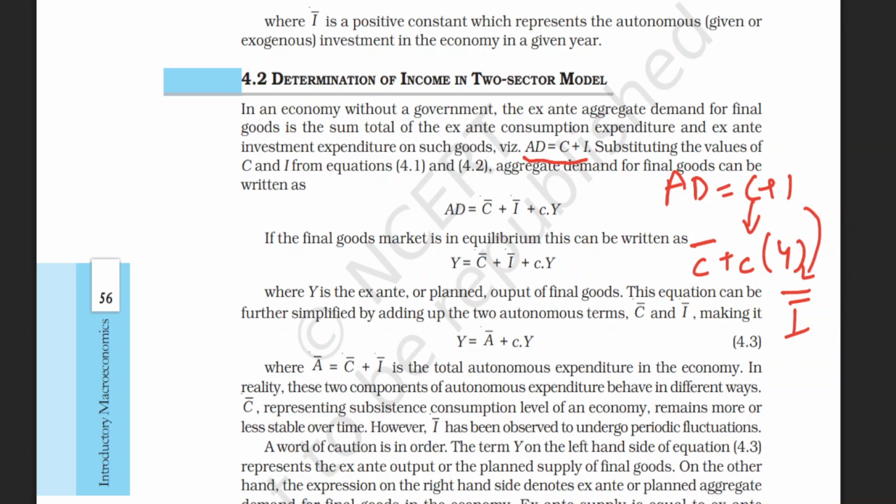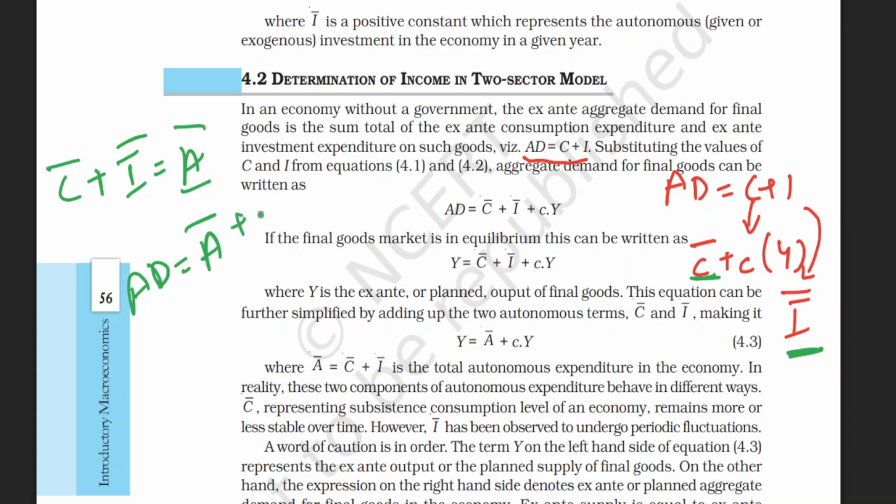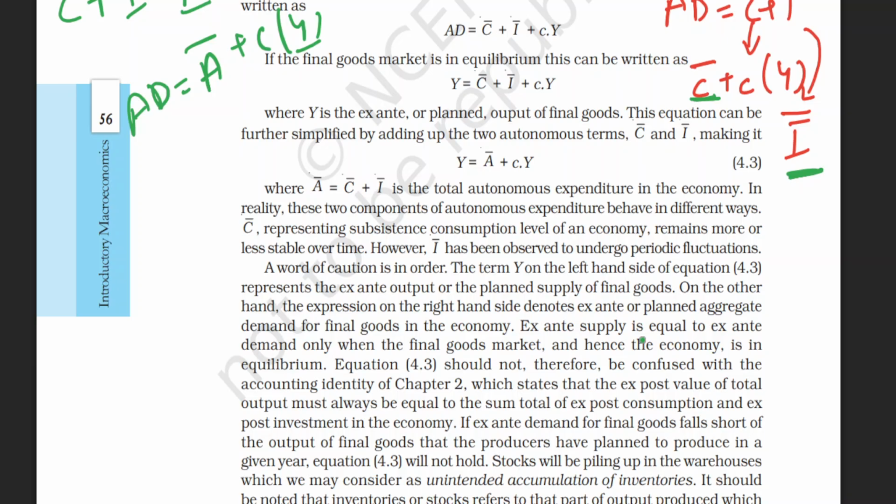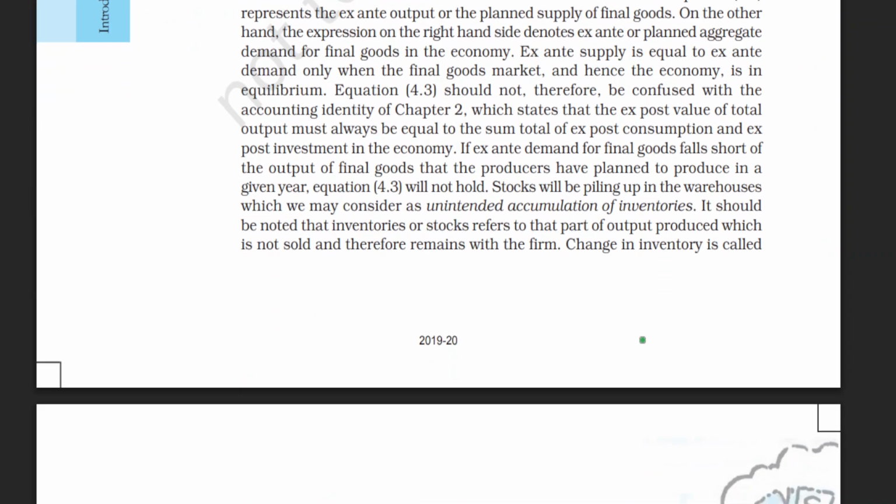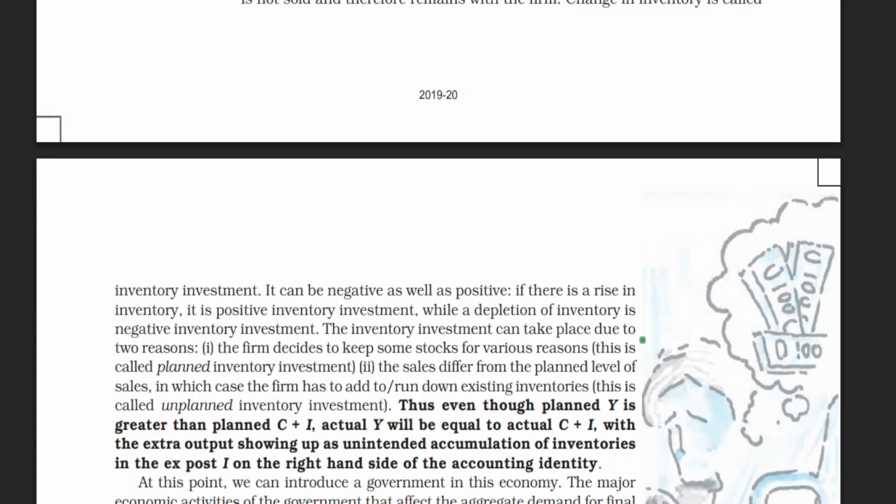You can see in many places the autonomous C and autonomous I combined are known as autonomous A, that is C bar plus I bar is considered to be A bar. So our AD model will now look like A bar plus small c multiplied with Y. I hope it's clear to everyone. This A is basically the autonomous expenditure in an economy, the summation of autonomous consumption and autonomous investment.